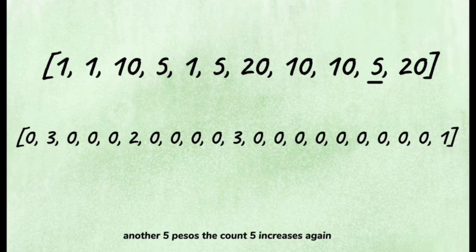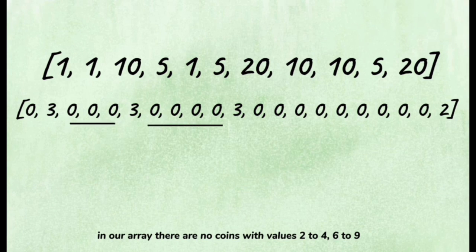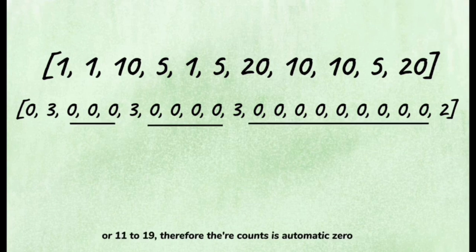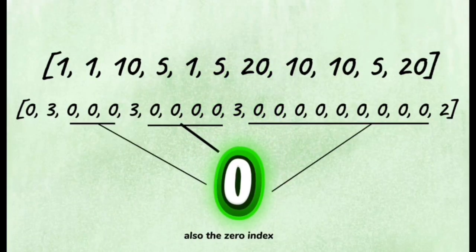Another 5 pesos. The count 5 increases again. And lastly, another 20 pesos. The count 20 increases one more time. In our array, there are no coins with values 2 to 4, 6 to 9, or 11 to 19, therefore, their counts are automatically 0. Also, the 0 index.